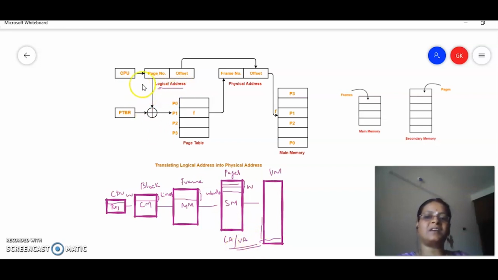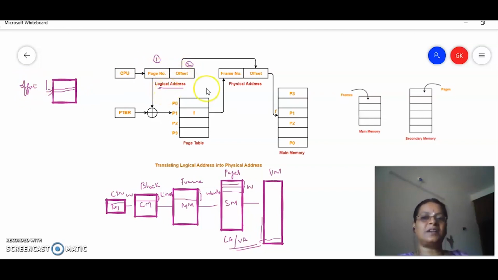The address which is generated by the CPU is going to be called the logical address, and it is going to have two components: one, the page number, and the second one, the offset. So what do you mean by offset? If you take one page, the word within this page which I am referring to is going to be called an offset. So the distance from the beginning of this page to the desired location is going to be called the offset. Okay, so any logical address will have two components, page number and offset.